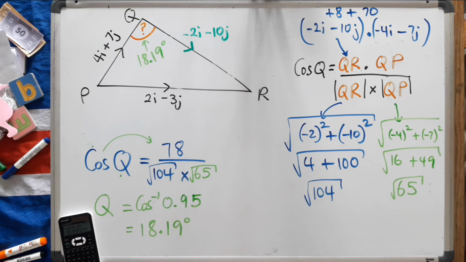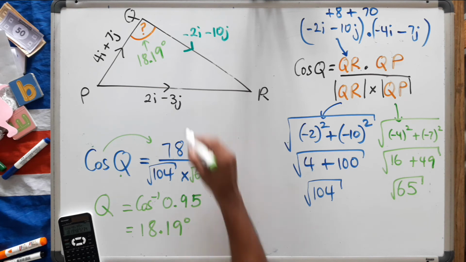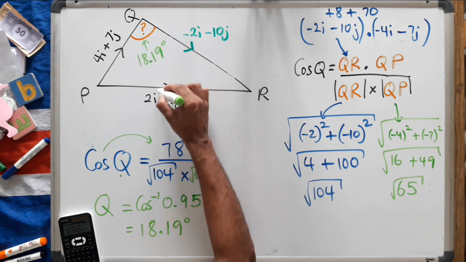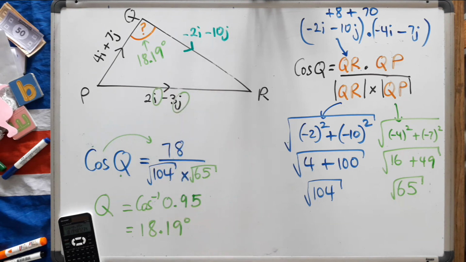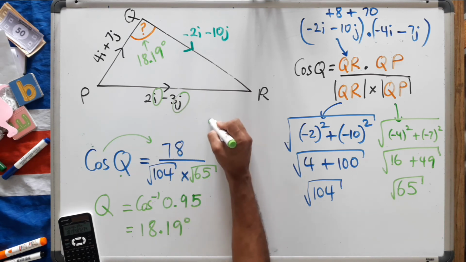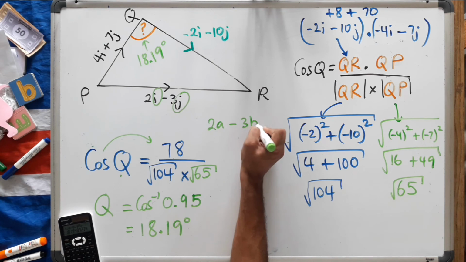So I really hope that you all understood how to find the angle in between two vectors. Keep in mind that scalar product and angle and magnitude only work when it's i and j, not when it's a and b. Okay? Right?